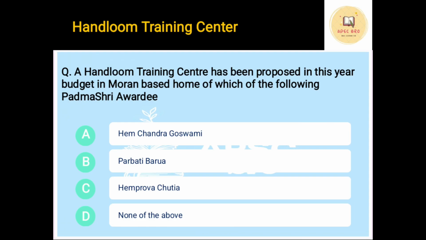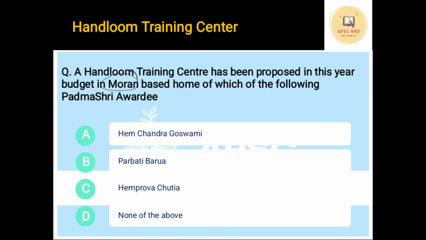Next question. There was also a mention of a handloom training center that will be initiated in this year's budget. The question that we have asked you is that a handloom training center has been proposed in this year's Assam budget in Moran. So this is important, the location in Moran, at the home of which of the following Padma Shri awardees? Options are Hemchandra Goswami, Parvati Borua, Hemprabha Sutia or none of the above. The correct answer is Hemprabha Sutia.